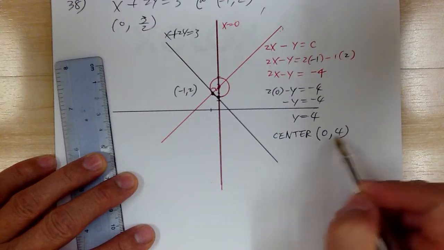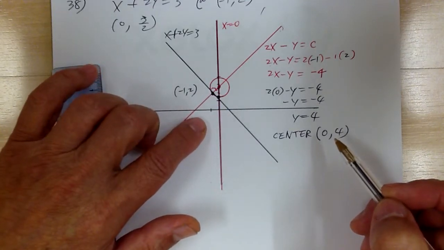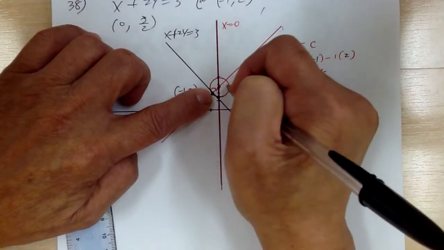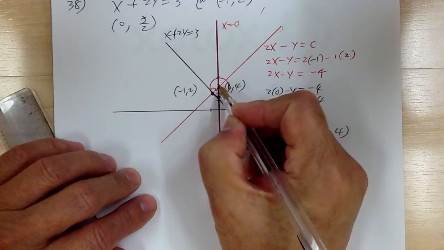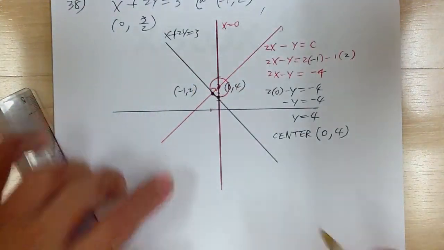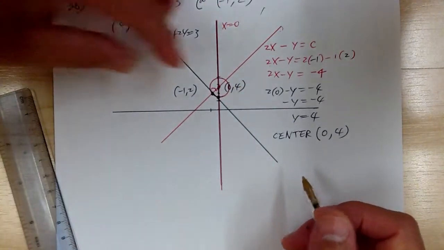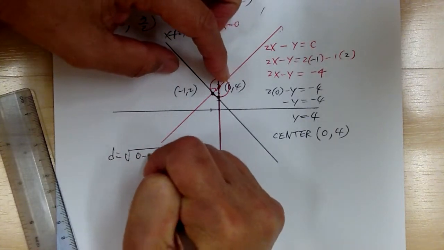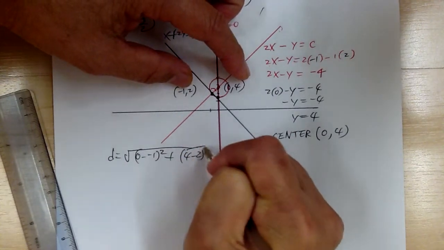Now, once you find your center, to get the equation you need to get the radius. To find the radius, you can use point to point. We found the center is at (0, 4), so you can use the distance formula, point to point, using these two points, or you can use point to equation. You can do it either way. I'm going to use the two points. I'm going off to the side. So distance equals the square root of (0 - (-1)) squared plus (4 - 2) squared.